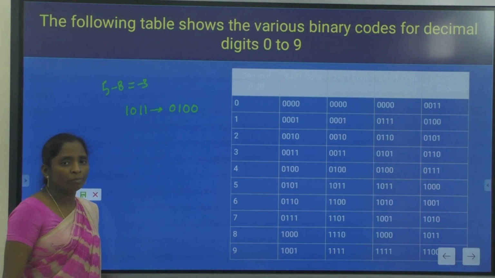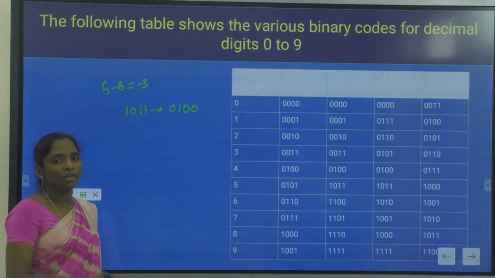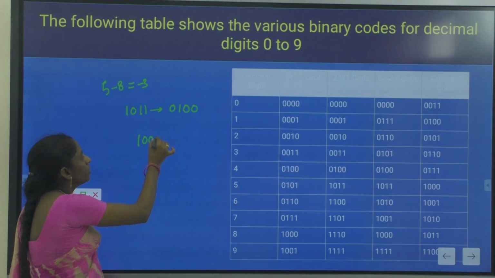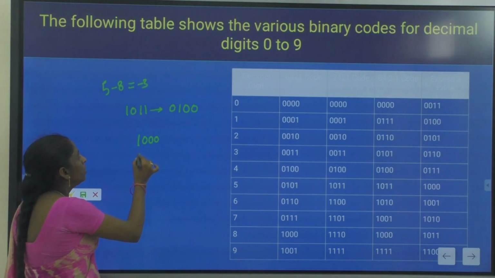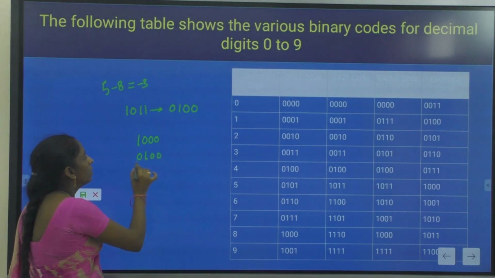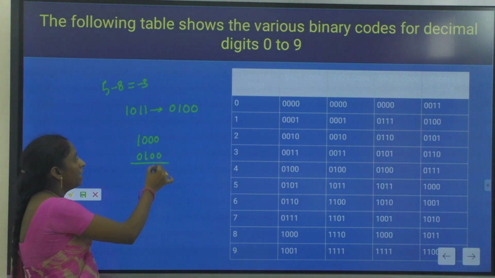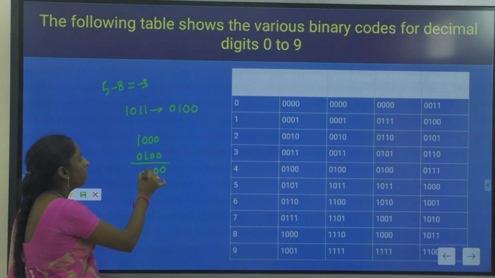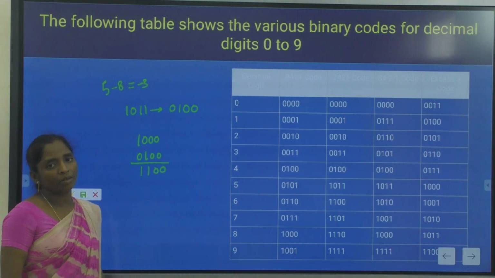Now add this to the 5. So before adding to 5, find the excess 3 of 5. What is the excess 3 of 5? 5 plus 3, 8. So 1000 is the excess 3 for 5. Add this to the 0100, the complemented subtrahend. So now add these two. 0 plus 0, 0. 0 plus 0, 0. 0 plus 1, 1. 1 plus 0, 1.